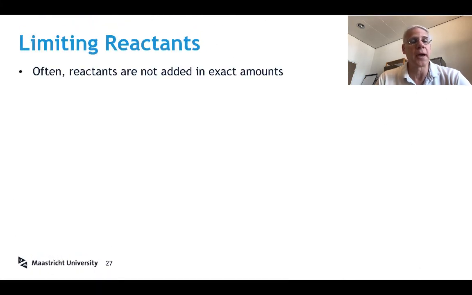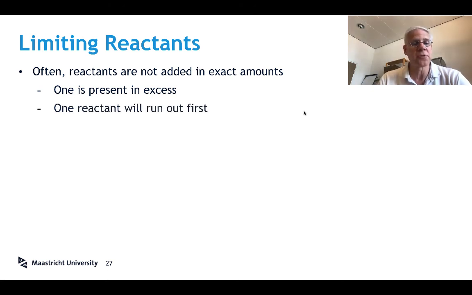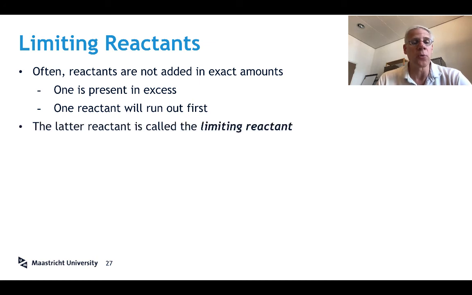Now when we're doing a reaction, a lot of times our reactants are not added in exact amounts. And there's a variety of reasons for that we're not going to get into. But if they're not in exact amounts, that means one of those is going to run out first and one is going to be present in excess. Usually what we want to find is which of those is going to run out first. And the reason we want to do that is because it's called a limiting reactant and it controls the amount of product. It limits the amount of product is a good way to think about it.